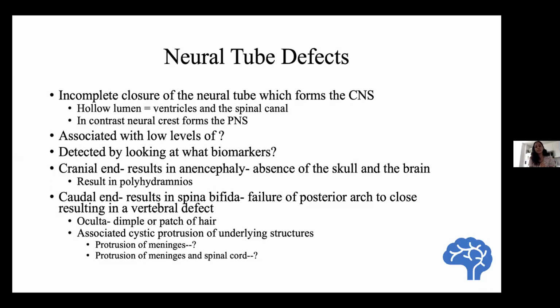When the caudal end is affected, you get a phenomenon known as spina bifida, where you have failure of the posterior arch to close, and you actually get a defect at the posterior end. Now, this can be associated with a pouch, however, not all the time. When it's occult, you just have a dimple or a patch up here. But when it is associated with a cystic protrusion, you can have just the meninges involved or the meninges and the spinal cord.